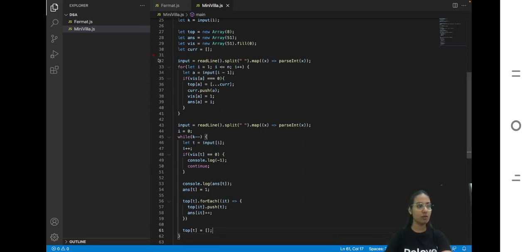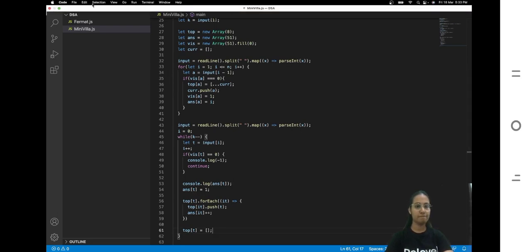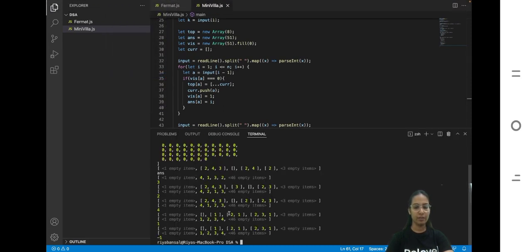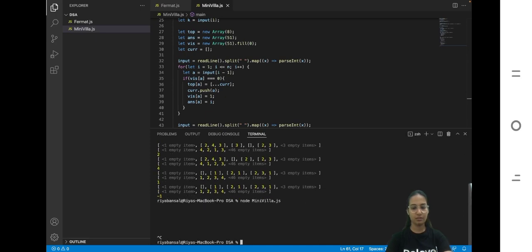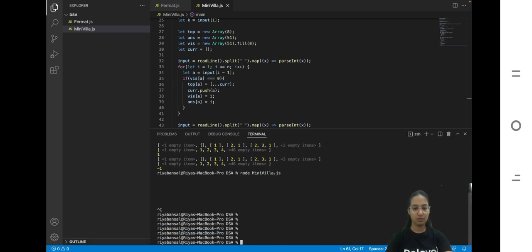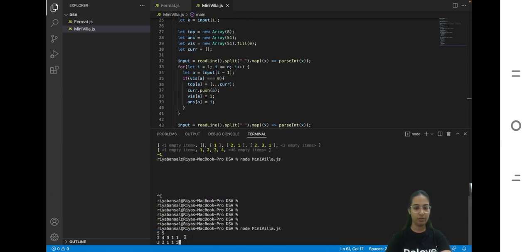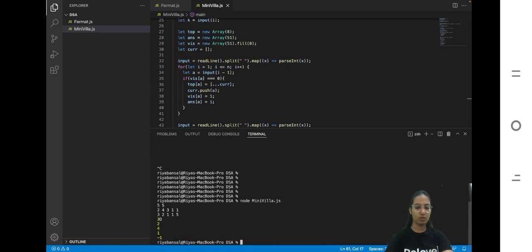Let's run this also once to see if this is correct or not. View terminal. So this is, let's say we are querying. I might have had the input already, so I'll take it from here. Now to print it, you do Control D, and you can see 3, 2, 4, 1 and -1. This is exactly the input which we took.